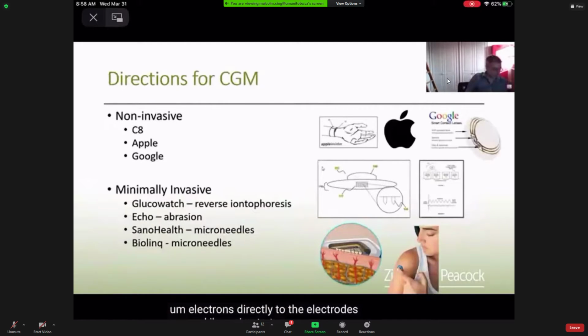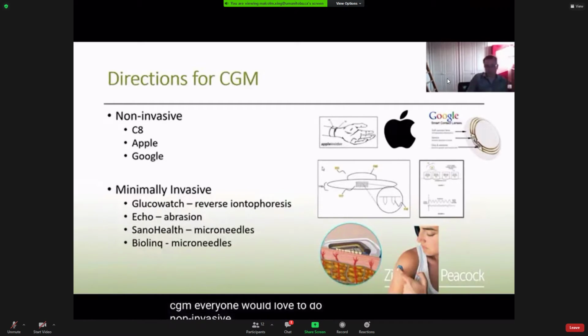And I'm going to try and get through CGM quickly now, because the directions for CGM, everyone would love to do non-invasive. And I've mentioned C8, Apple, and Google. So you can kind of see the billions that have really been thrown at trying to do non-invasive glucose measurements. I think in reality, minimally invasive is really where this is going. And minimally invasive to me means microneedles.